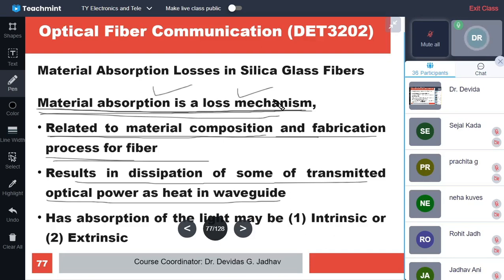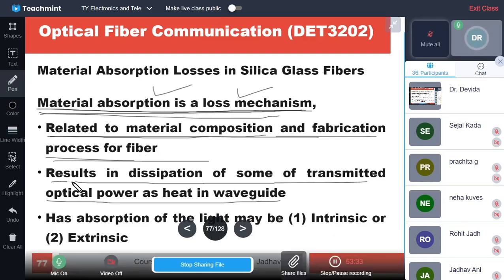So this absorption results in dissipation of some of the transmitted optical power as heat in the waveguide. See, optical fiber is a waveguide. So the material absorbs the optical energy due to material composition defects or fabrication process problems, and this absorbed optical energy results in dissipation. It gets dissipated and converted into thermal energy.